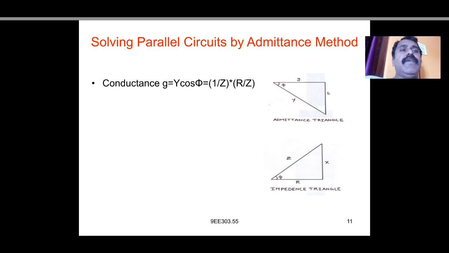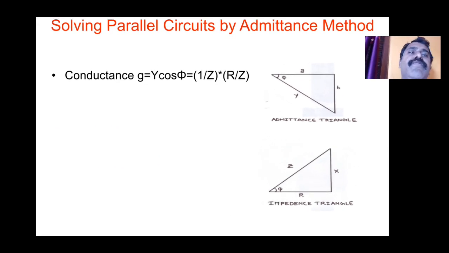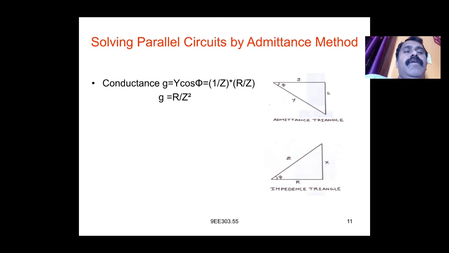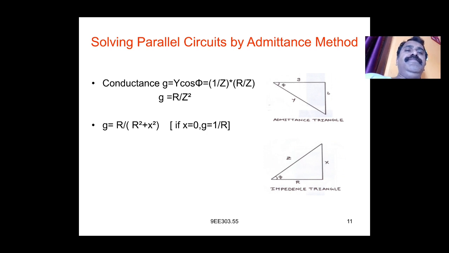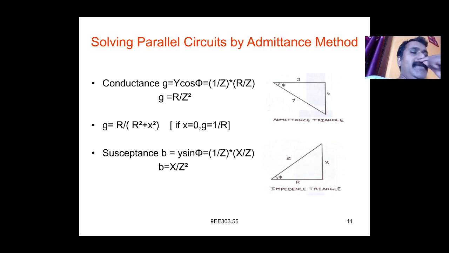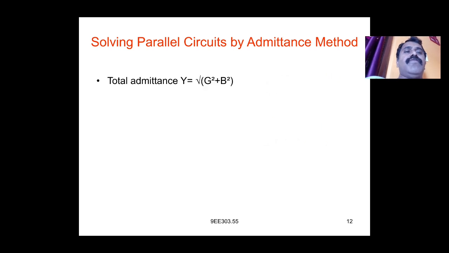So that we can say here G is equal to Y cos phi is equal to 1 by Z into R by Z. G is equal to R by Z square. G is equal to R by R square plus X square. If X is equal to 0, G is equal to 1 by R. Susceptance B is equal to Y sin phi, so that we can write 1 by Z into X by Z. Again B is equal to X by Z square. B is equal to X by R square plus X square.